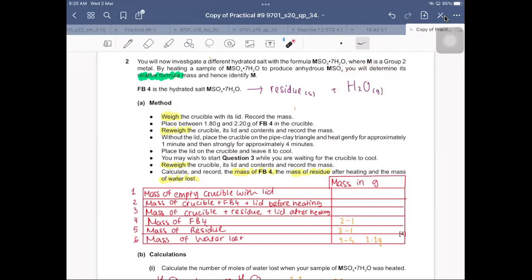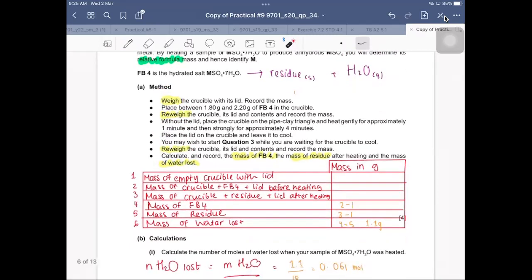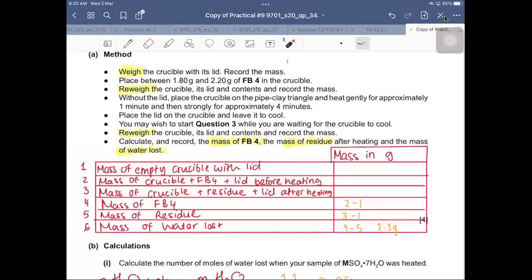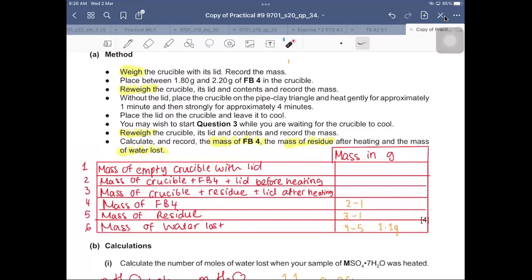Now, when you are given a solid to be heated, please highlight all these words like weigh, reweigh, calculate. That means these are the things that they want you to include in a table. Okay? So you should have these 6 entries in your table.